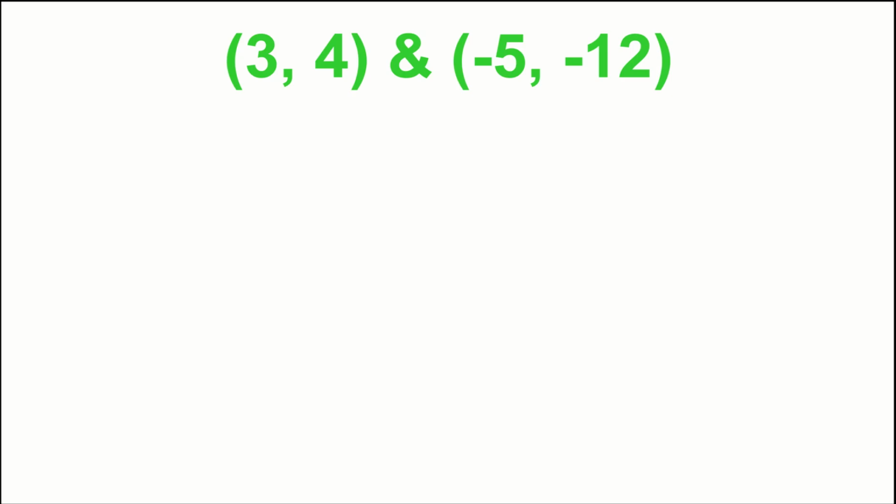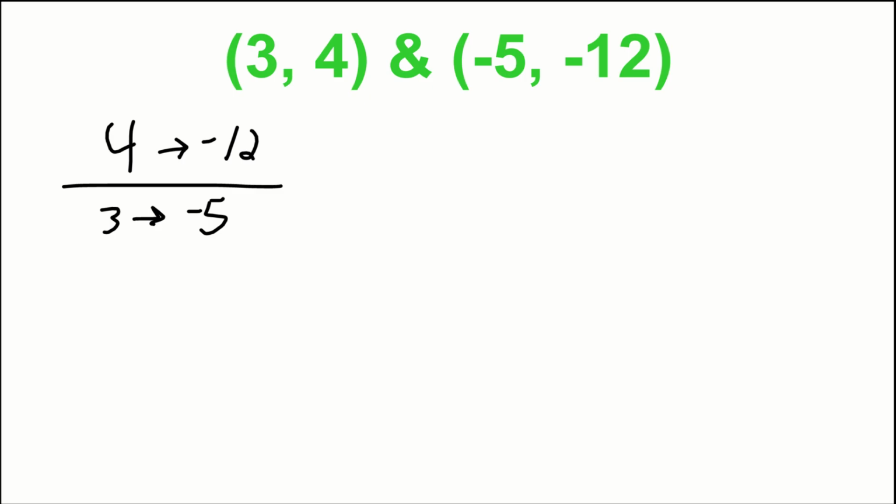What are my y values this time? 4 and -12. So we're going from 4 to -12. X values from 3 to -5. 4 to -12. How far is that? 16. Now here's a part that's a little bit trickier with this. From 4 to -12, we are going down. We're decreasing, right? If we are going down, we need to make that a negative number.